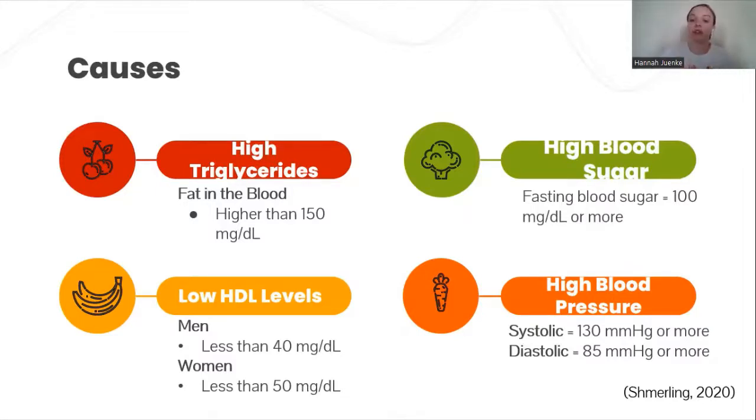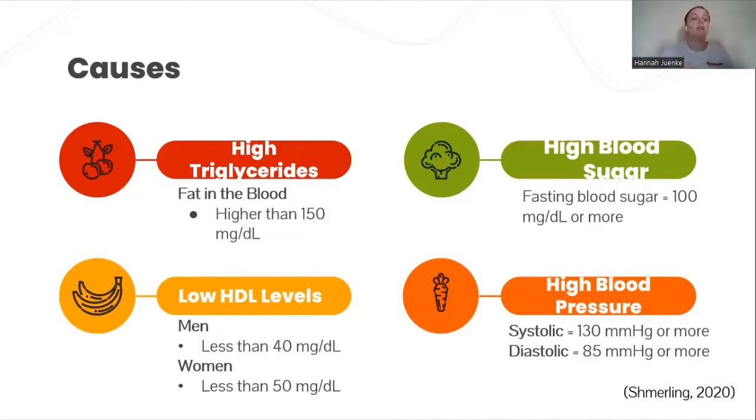Second, high blood sugar. If we have a fasting blood sugar, which means we fast, we don't eat or drink for 8 to 12 hours, you can drink water, but besides that, not so much. 8 to 12 hours, and then you take your blood sugar, and if it's more than 100, that is considered high.